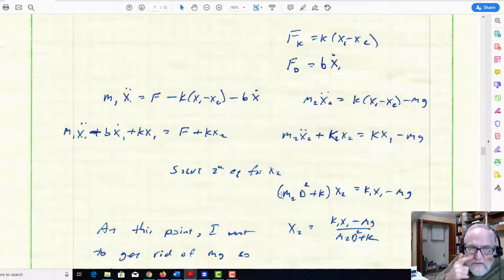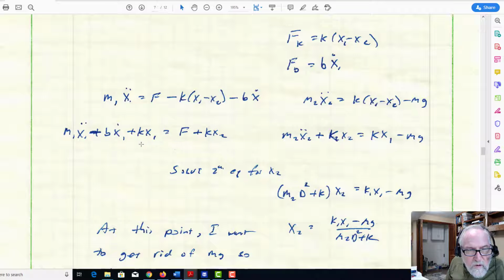But be mindful of that. So what I'm doing here on the left hand side, I'm looking at the x1 double dot equation. On the right hand side, I'm looking at the x2 double dot equation. And I just do a little algebra, right? Group the derivatives of x1 on the left side, everything else is on the right side. Over here I'm grouping the derivatives of x2 on the left side and everything else on the right side.